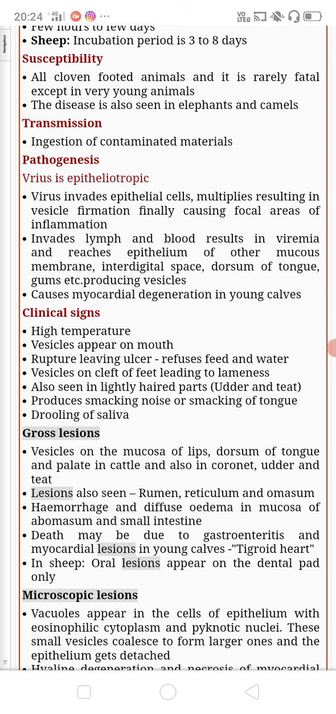Then the pathogenesis. So the virus is epitheliotropic. Epitheliotropic means the virus invades the epithelium of the animal and multiplies, resulting in vesicle formation, finally causing focal areas of inflammation. The virus invades lymph and blood, resulting in viremia, and reaches the epithelium of other numerous membranes, interdigital space, dorsum of tongue, gums, producing vesicles. It causes myocardial degeneration in young calves.